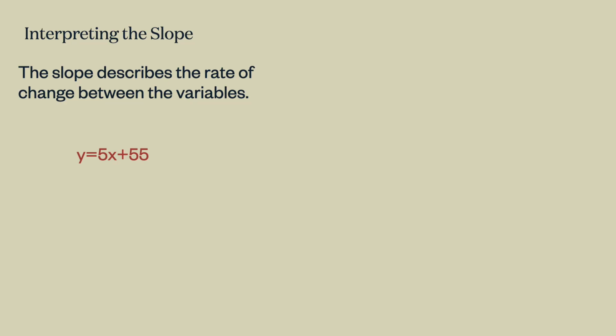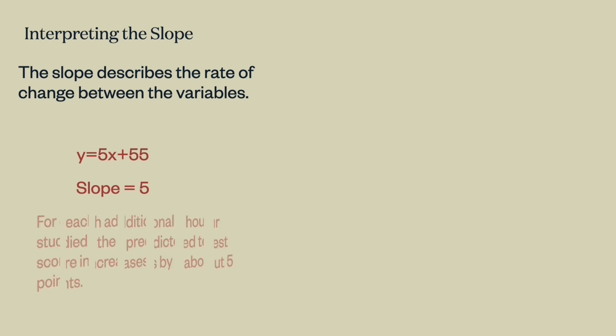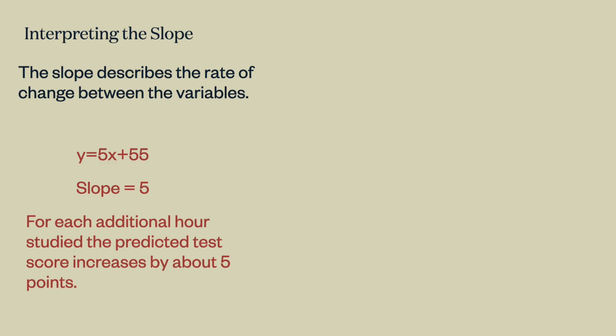The slope describes the rate of change between the variables, and the slope tells us how much y changes when x increases by 1. If you recall our equation being y equals mx plus b, then in y equals 5x plus 55, you know that the slope is the value of 5. But 5 what? What is the context for 5? What it means is that for each additional hour studied, we predict that the person's test score is going to increase by about 5 points.